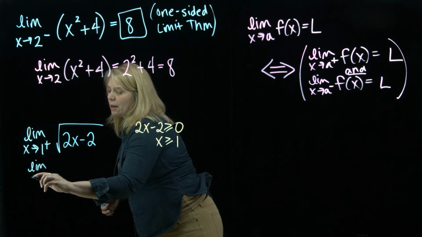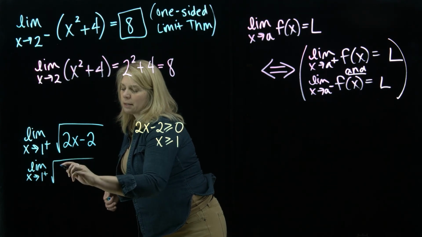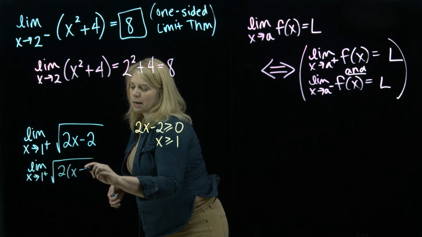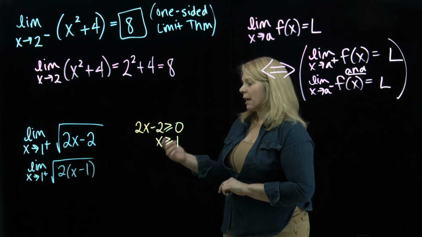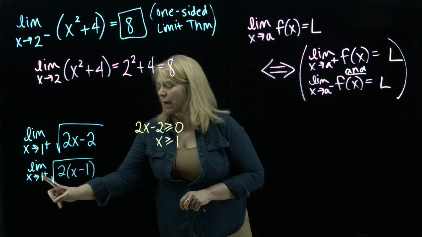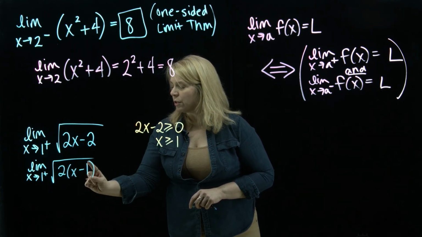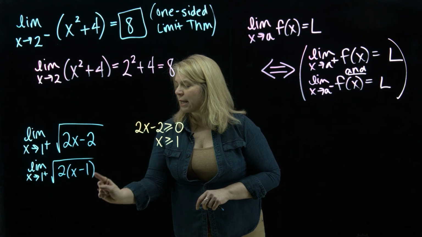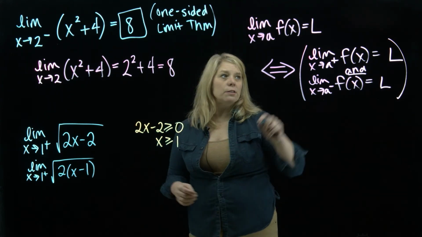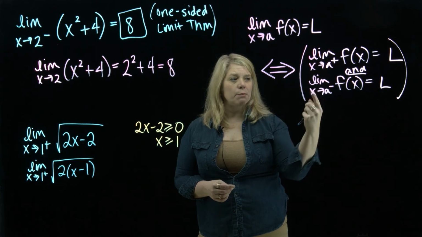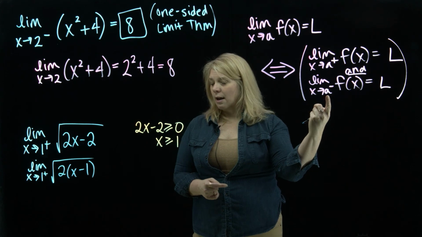I'm going to do a little algebra simplification just to make this a little easier to think about. I'm going to notice that I can factor out a 2 inside that radical. And then when I think about this, when x is close to 1, but a little bit larger than 1, this expression inside here is going to be close to 0. So at this point, I'm not really using this theorem about two-sided limits here because the domain of the function does not include the left side of 1.